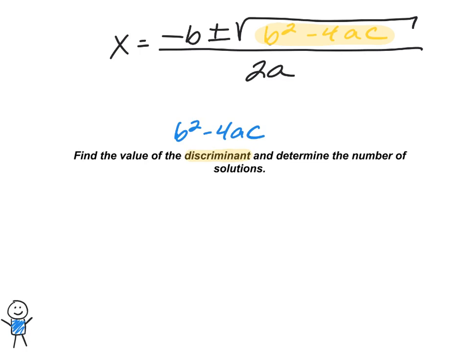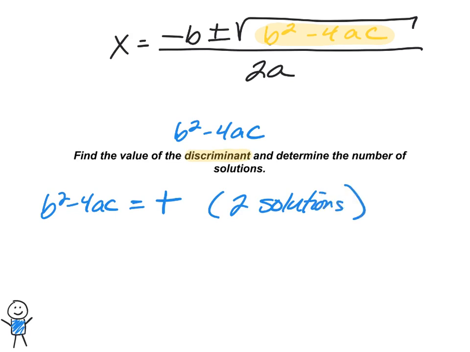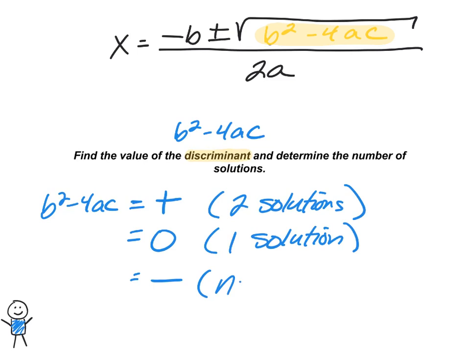When you identify your a, b, and c and you plug it in and you have the value of the discriminant, here's how it helps. If your result of the discriminant, if your b squared minus 4 times a times c is a positive number, that means you're going to have two real solutions. If the value of your discriminant is a 0, you will have one solution. If the value of your discriminant is a negative number, you will have no real solutions.